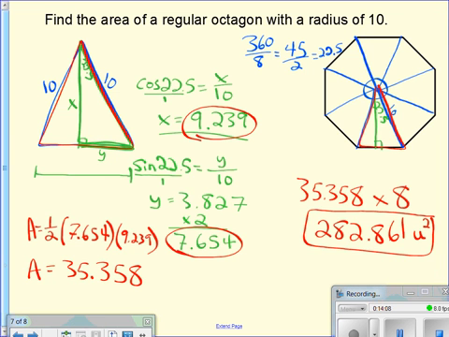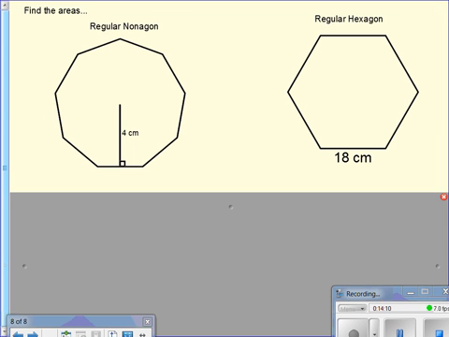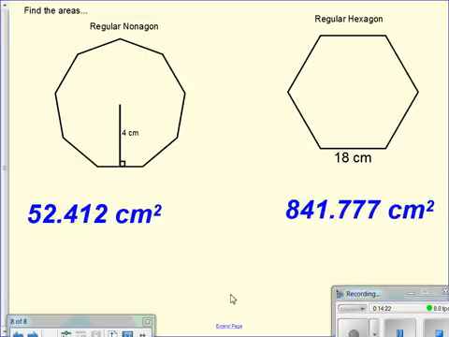All right, if you're interested in getting a little practice, here are a couple examples. In one, you're given the apothem. In one, you're given the side length. So try one of them out. Pause it now, and then I'll show you the answers. Boom. There are your answers.